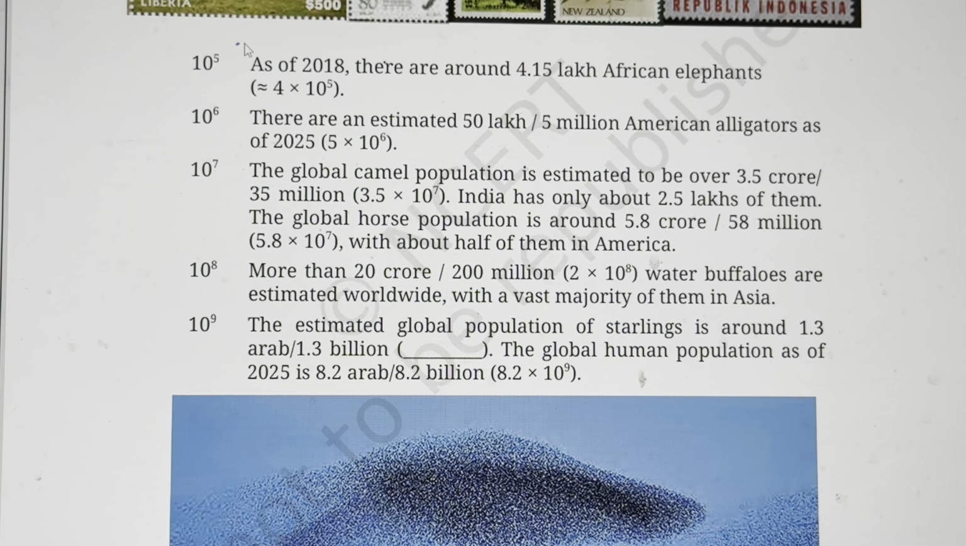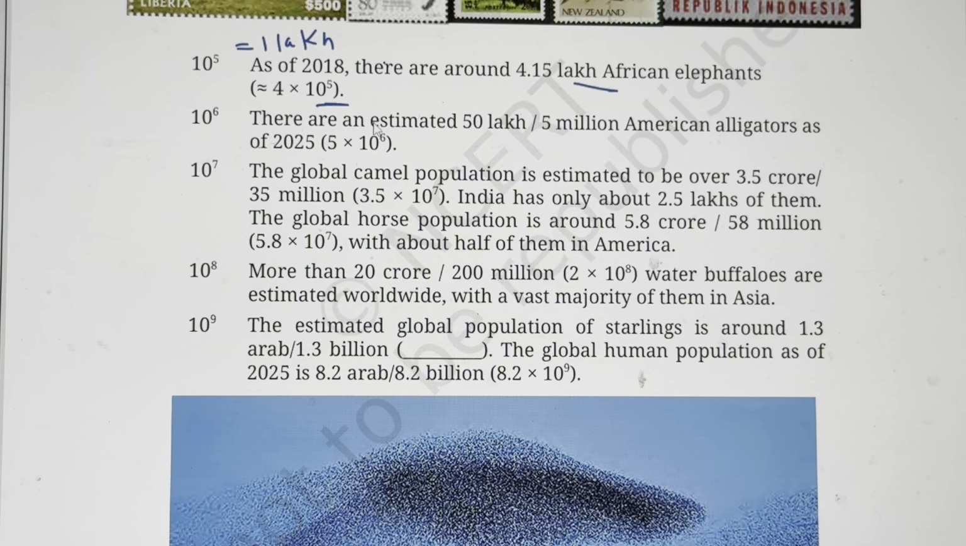It's equal to 1 lakh. So as of 2018, there are around 4.15 lakh African elephants, right? So it is written here lakh instead of that. Now this 0.15 is ignored, and we just consider the approximate value as 4 into lakh. Instead of lakh, 10 raised to 5 is written.